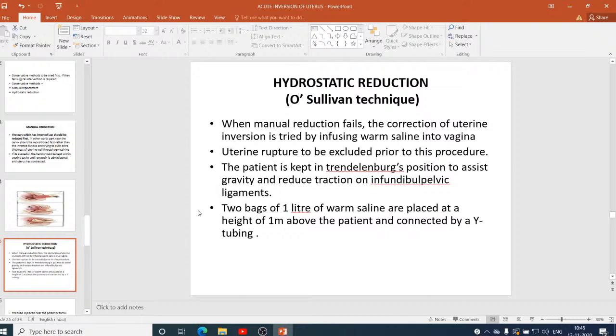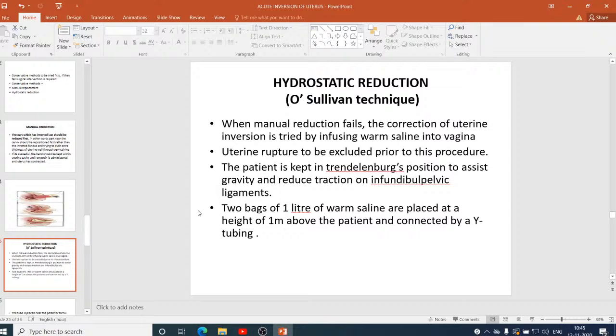If the manual reduction of the uterus fails, then hydrostatic reduction, also called O'Sullivan's technique, is done. If manual reduction fails, correction is tried by infusing warm saline into the vagina. Prior to performing this procedure, you should make sure that uterine rupture has not occurred, and the patient is kept in Trendelenburg's position to assist gravity and reduce the traction on the infundibulopelvic ligaments.